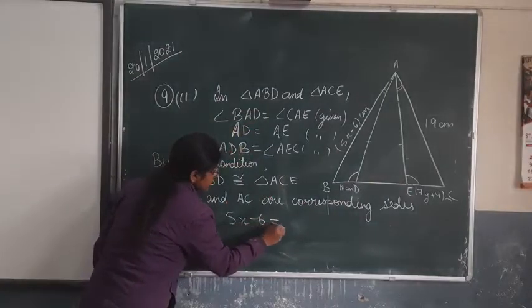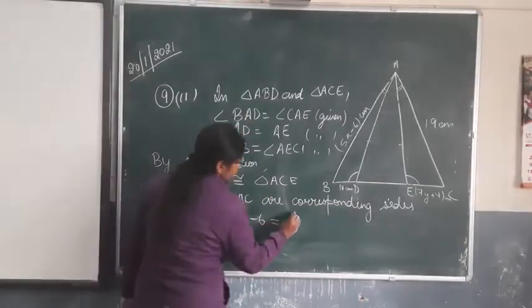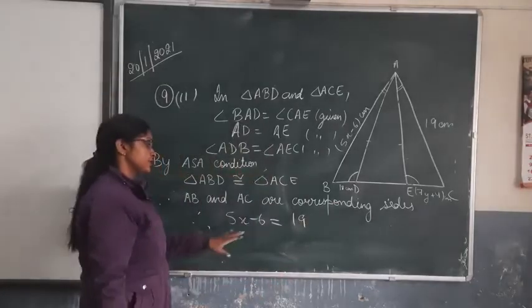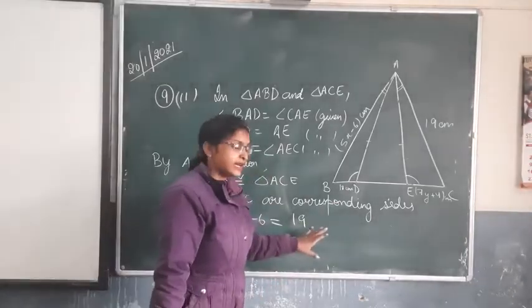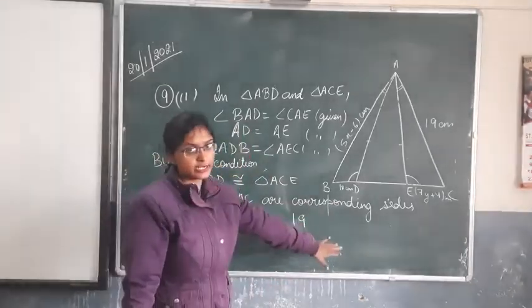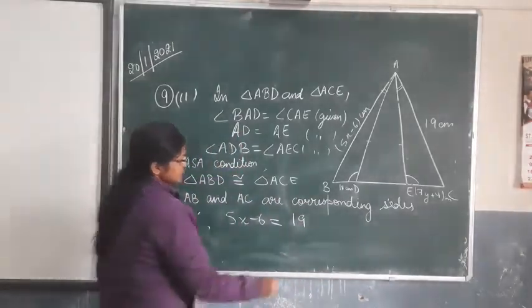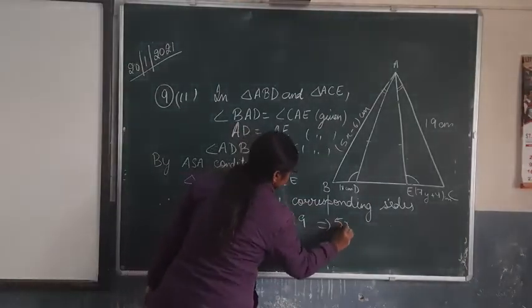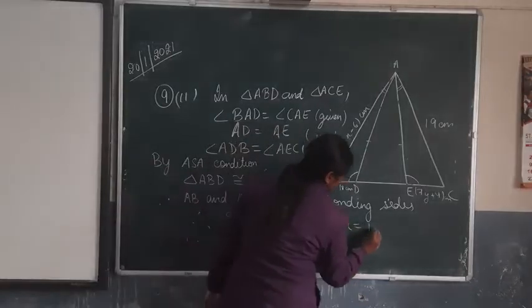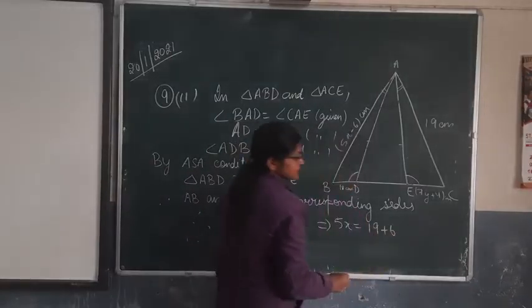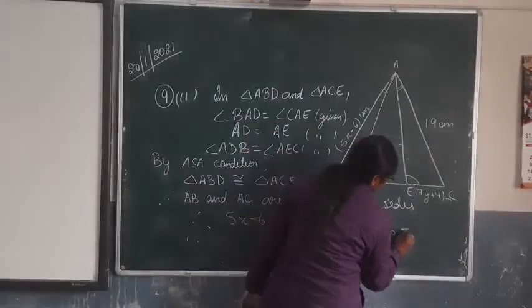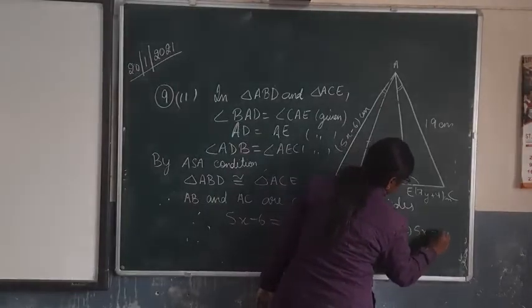minus 6 will be equal to 19 centimeter. Okay, so we will transfer this 6 to the right hand side. This is minus, then it will go to the right hand side, it will become plus. So this implies 5x is equal to 19 plus 6. 19 plus 6 is equal to 25. So 5x is equal to 25.